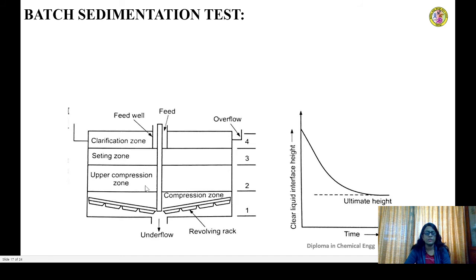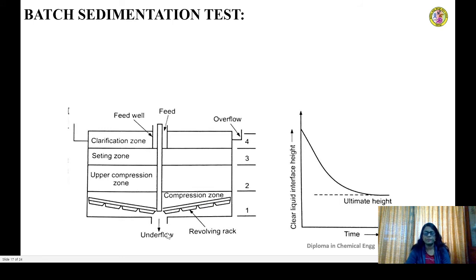Below the settling zone there is a compression zone called the upper compression zone, and below the upper compression zone you have a compression zone. In this zone the particles which are to be removed from the bottom have settled. From time to time the revolving rake pushes this thick slurry, which will be taken out from the bottom as an underflow or a bottom product.